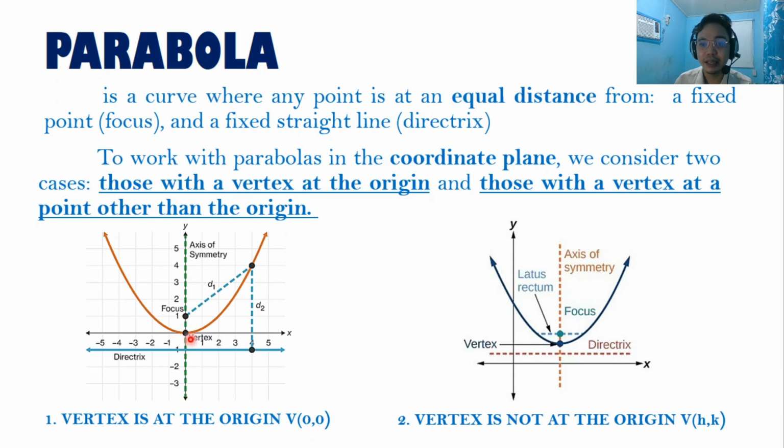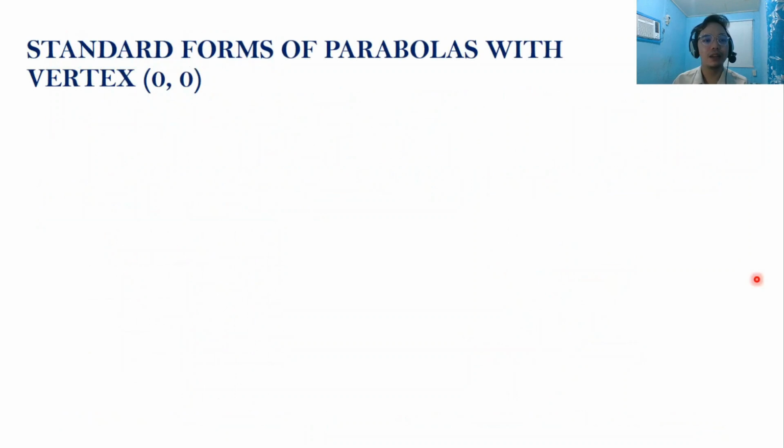It creates right angle. So, we also have the latus rectum. So, latus rectum is a line segment that is passing through the focus and whose endpoints are found at the surface of our parabola. So we will be discussing latus rectum later in our example. So let's have first the standard equations ng mga parabola.